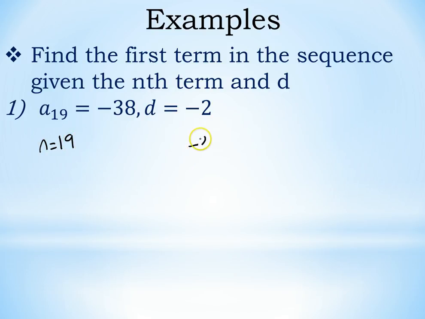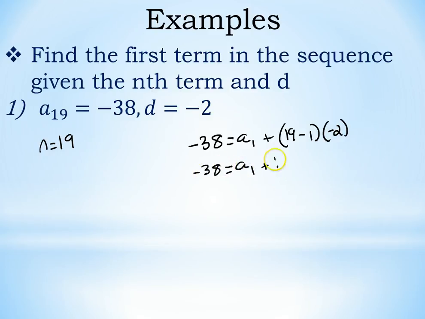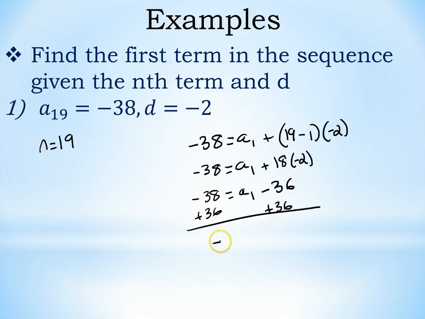So a_19, so negative 38, equals a_1 plus (n minus 1) times d. So we have negative 38 equals a_1 plus 18 times negative 2, which means we have negative 38 equals a_1 minus 36. And when I add 36 to both sides, we will get negative 2 for our a_1 value, which means our first term in this particular sequence was negative 2. So we started at negative 2 and decreased by 2 for every single step of the way.